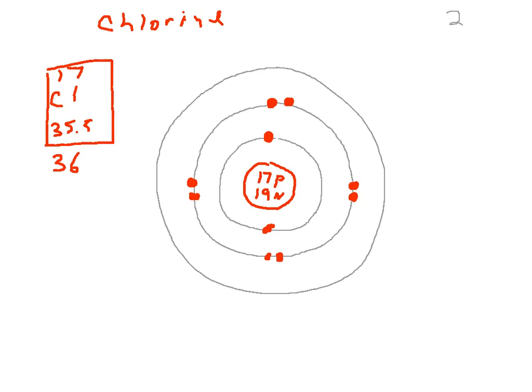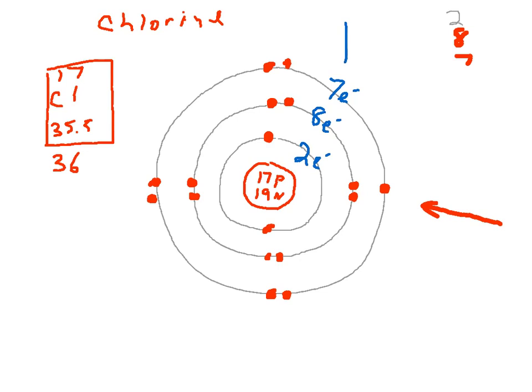I need a total of 7 more electrons. So I have 2 in the first shell, 8 in the next shell, and I'll put 7 in the last shell. Again, it's going to go up, down, left, right, and then pair them up, down, left, right, up, down, left. That's going to be my last electron. There is no electron right in that spot right there. So then let's write the number of electrons. 2 electrons, 8 electrons, 7 electrons, 17 electrons total.